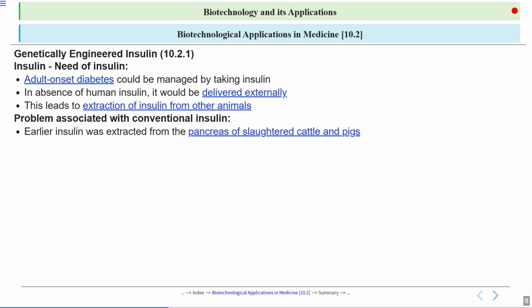Earlier, insulin was extracted from the pancreas of slaughtered cattle and pigs. Earlier, what used to happen? This insulin was taken from the pancreas of slaughtered cattle and pigs. Slaughtered cattle and pigs means cattle and pigs that have been killed to get this insulin from their pancreas.